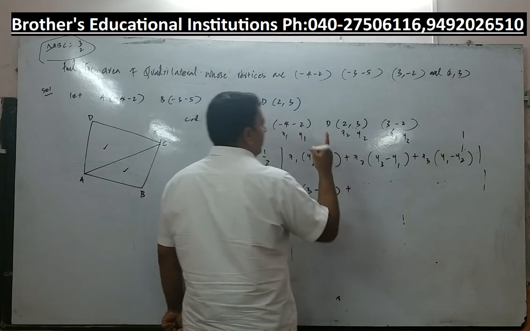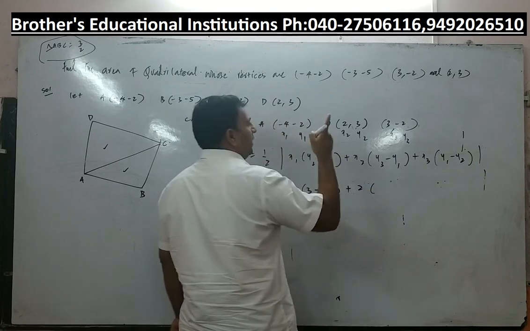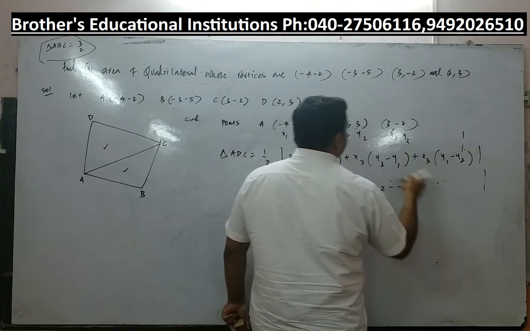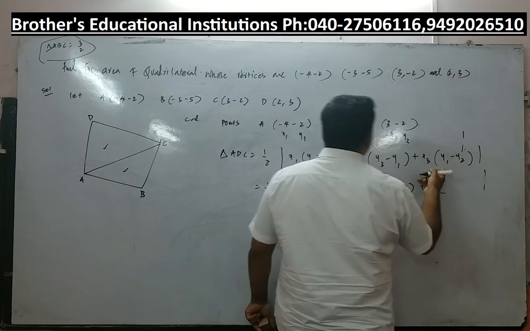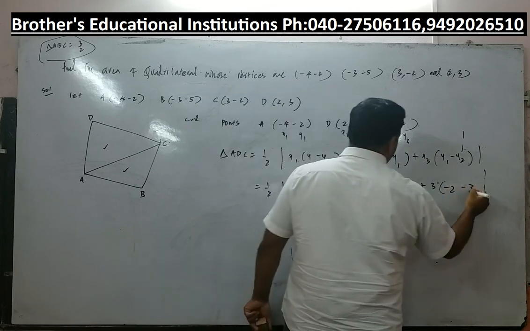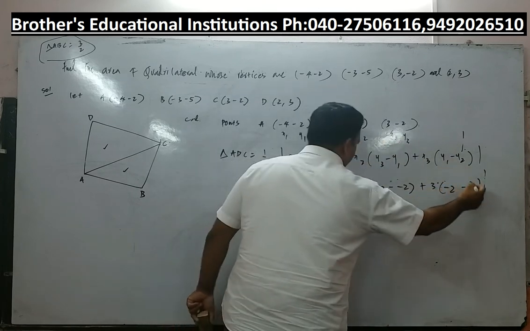is -2. Plus x2. x2 is what? 2 into what is y3? -2, minus y1. What is y1? -2. Plus x3. What is x3 value? 3. Into what is y1? y1 is -2. Minus what is y2? y2 is 3. Okay, brackets close, under modulus.